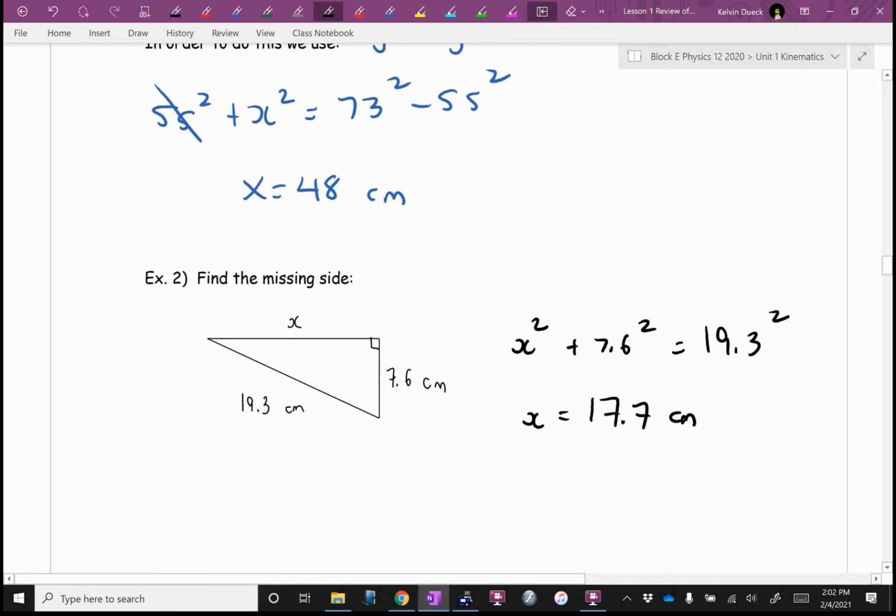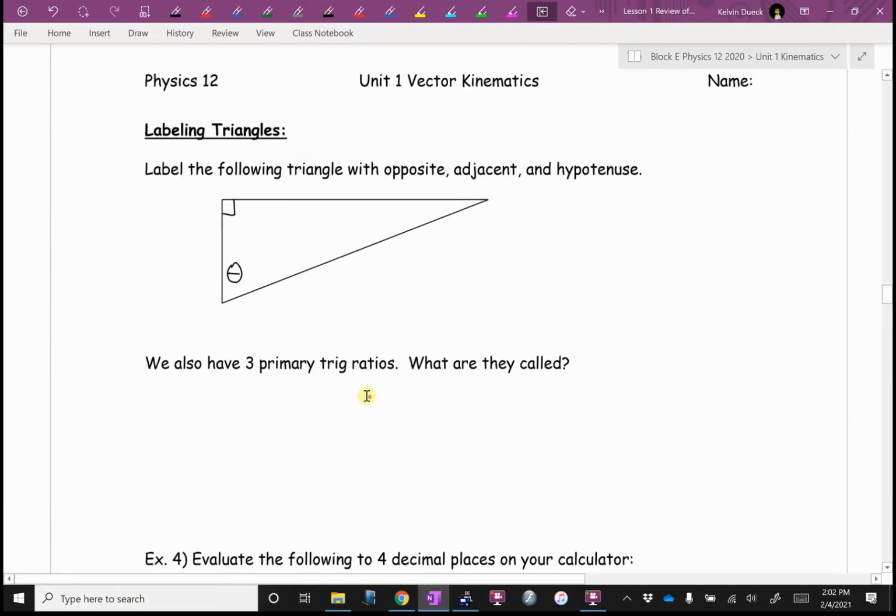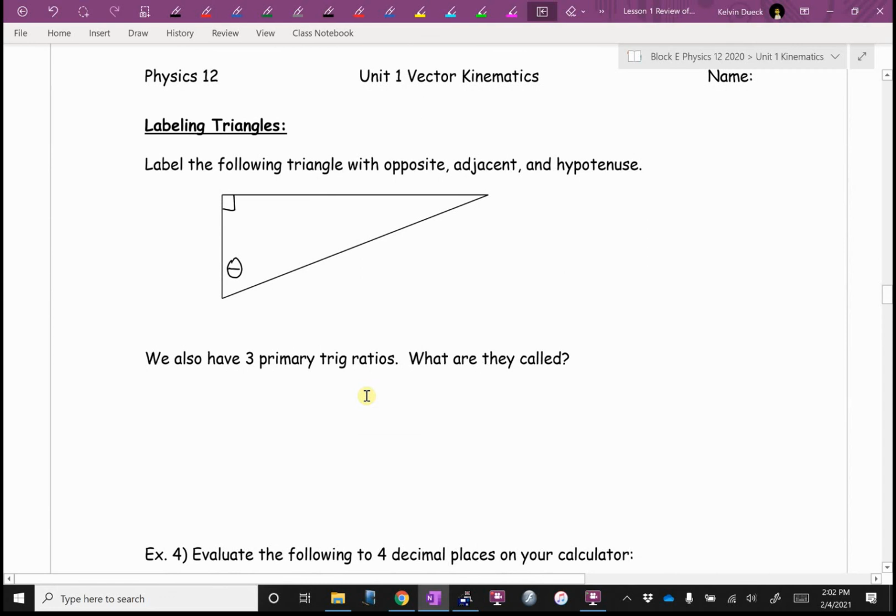So one of the tools that we'll use quite often is Pythagoras. The other tool we'll use is right-angle trigonometry. First, you learned, hopefully in grade 10, and I hope you reviewed it last year, that when you label a right-angle triangle, there are three sides: opposite, adjacent, and hypotenuse.